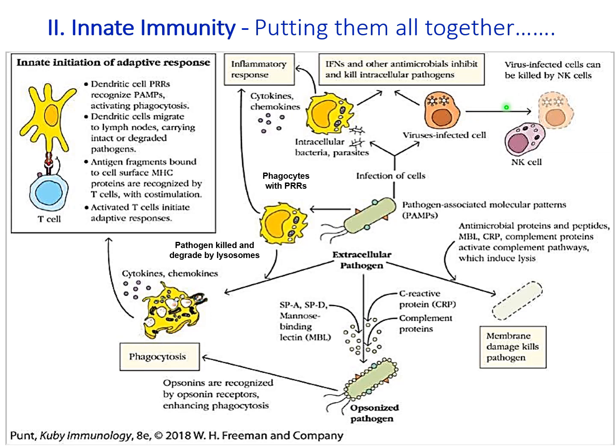NK cells also kill these viruses. Some extracellular pathogens are also recognized by opsonins such as CRP, complement components, MBL, and this opsonization enhances phagocytosis. These processes also initiate the adaptive immune response, and these actions of the adaptive immune response indicated in this box will be discussed in the subsequent parts of this lecture.